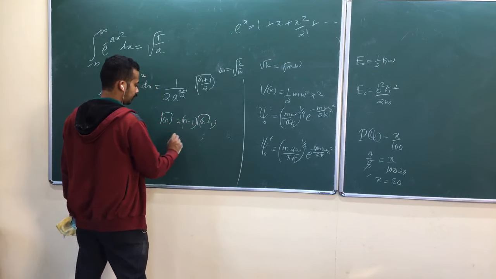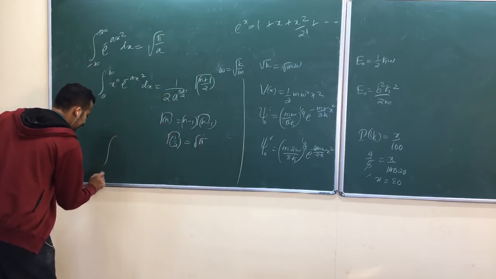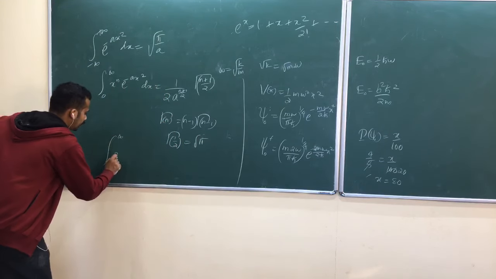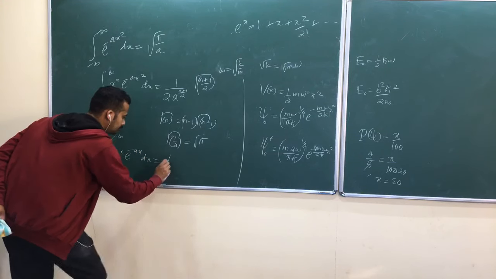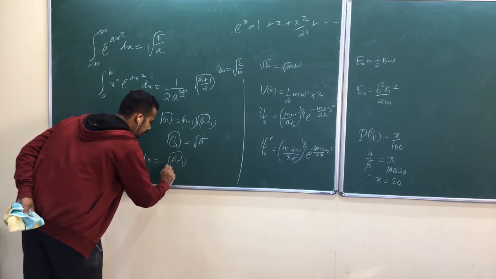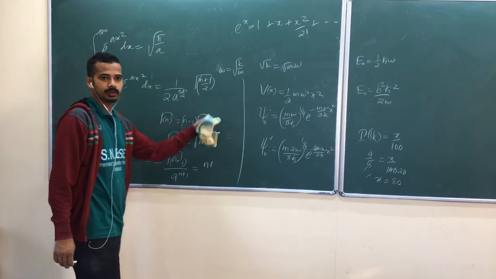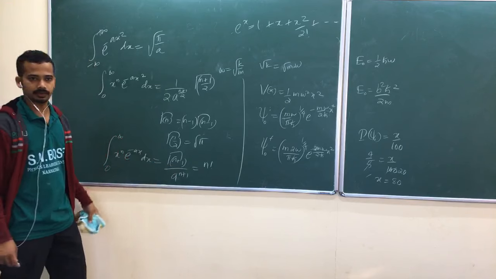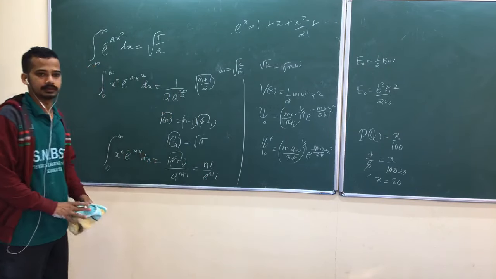You should know this property. Gamma of half is equal to root pi. One more very basic gamma function integral is 0 to infinity x raised to n e power minus a x dx. Am I right? That is equal to gamma of n plus 1 divided by a power n plus 1. Gamma of n plus 1 is n factorial if n plus 1 is an integer. If it is a half integer, you have to reduce. I hope you practice that one. n factorial divided by a power n plus 1. I hope you remember this.